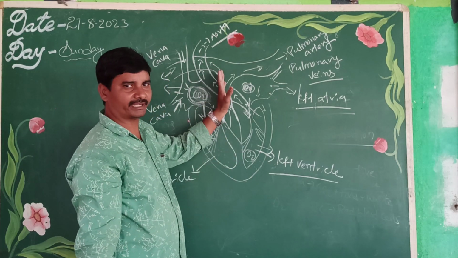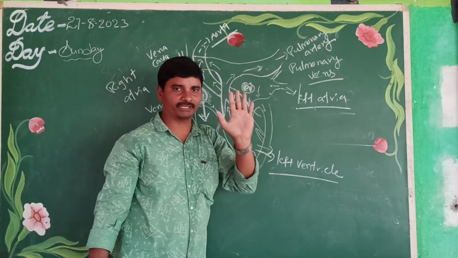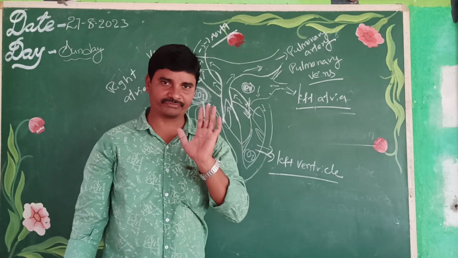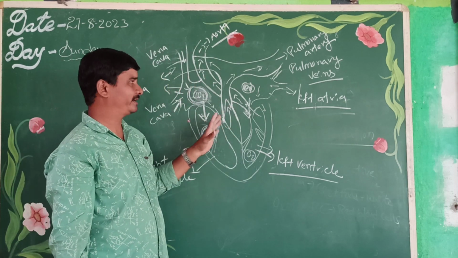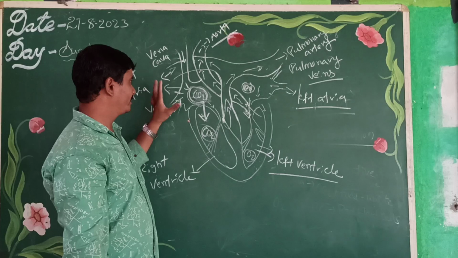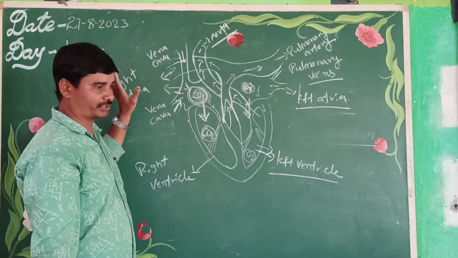Now this deoxygenated blood enters the lungs through the pulmonary artery for removal of the carbon dioxide from the blood. So children, this is the schematic sectional human heart. Thank you.